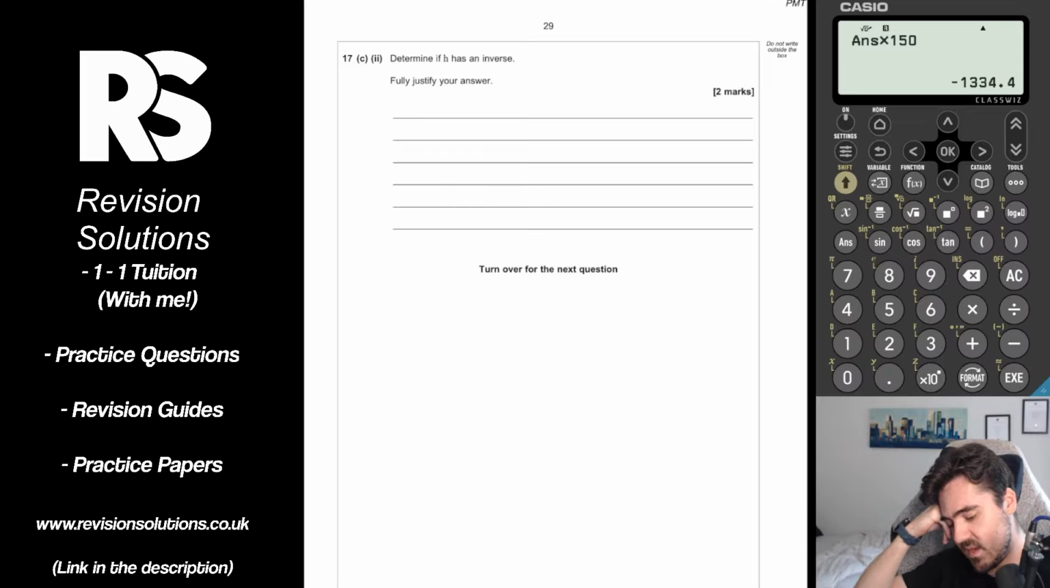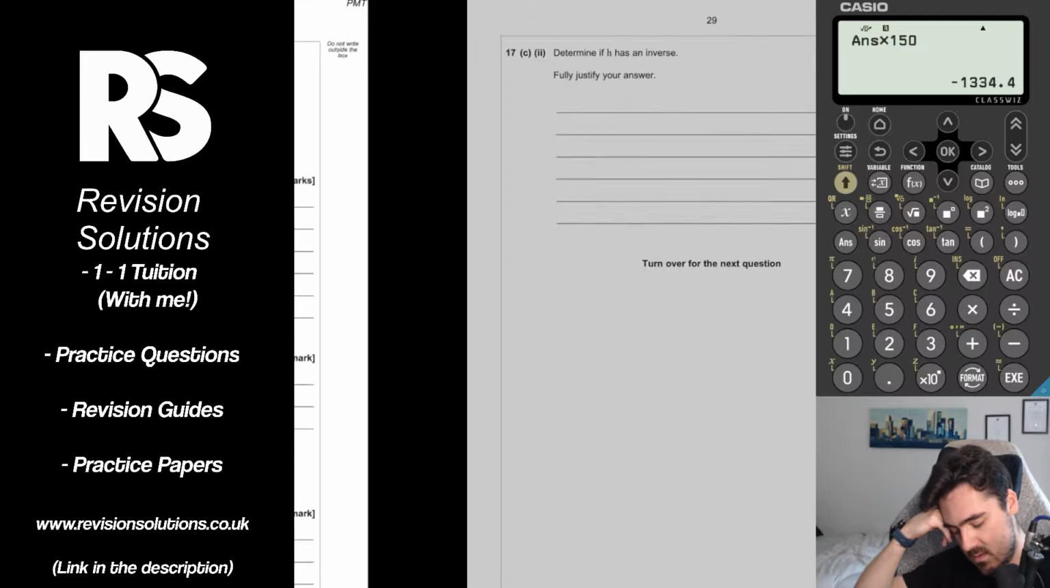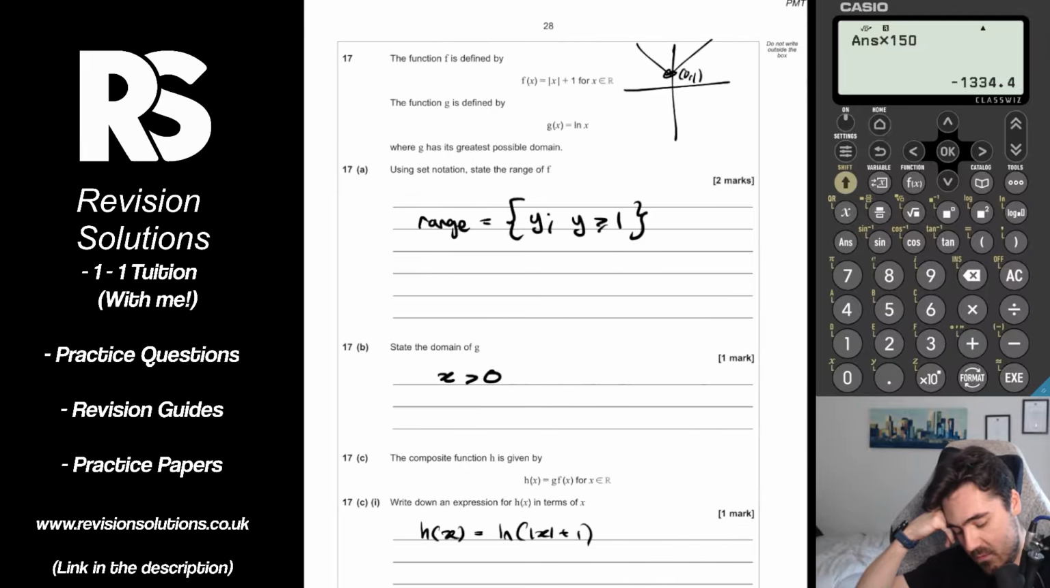Then it says determine if h has an inverse. So if it's going to have an inverse, we already know it's a function. So if it's going to have an inverse function, it must be 1-to-1. We already know it's not 1-to-many because it says it's a function. It can't be many-to-1 either. So we need to think about the fact that it can't be many-to-1.